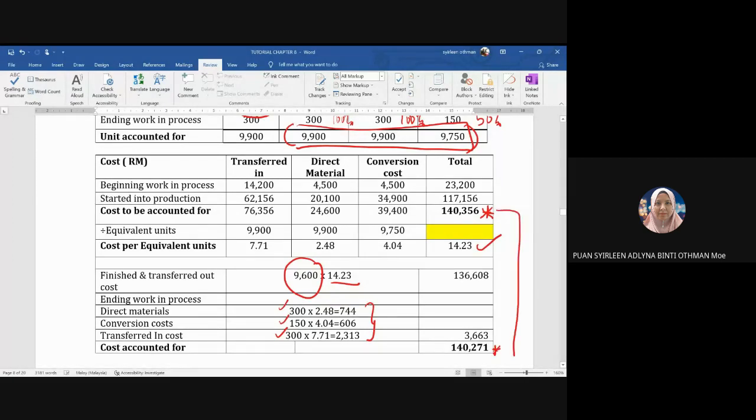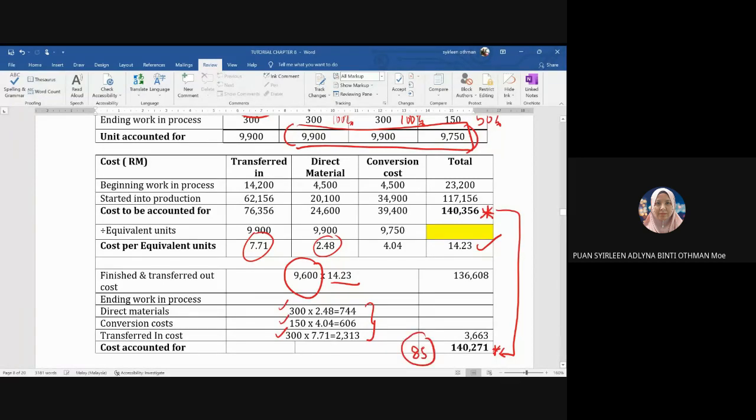Kalau you tengok memang tak sama ya. Sebab apa? Sebab tadi dekat sini kita bundarkan figures tu. So dia akan lari sikit lah bila kita dah darab dengan cost per unit. Okay. So kalau awak tengok dekat sini, it's 140,356. Yang dekat bawah tu you dapat 140,275.